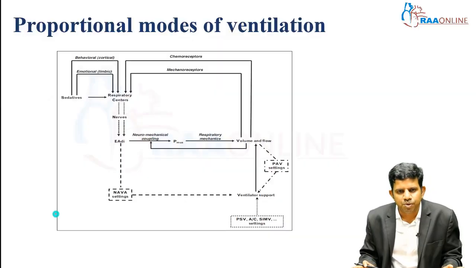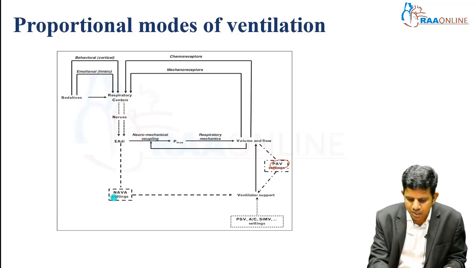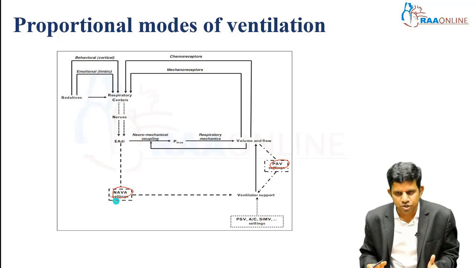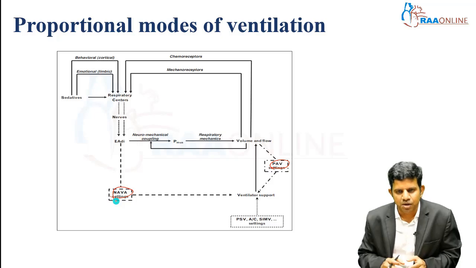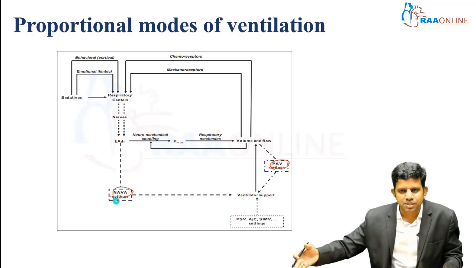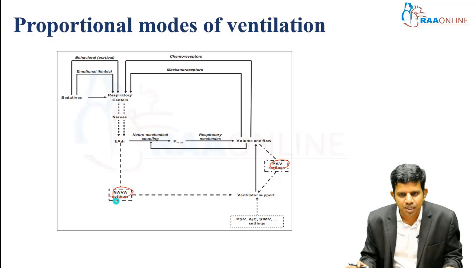So, what are the two proportional modes? We already discussed them. There is proportional assist ventilation, and the second is NAVA. What is the difference between them? Both modes are proportional modes. The target is the same, which means that if the patient's inspiratory effort is high, the P vent will be high. It means proportional to the patient's respiratory effort. But there are two differences between these modes.